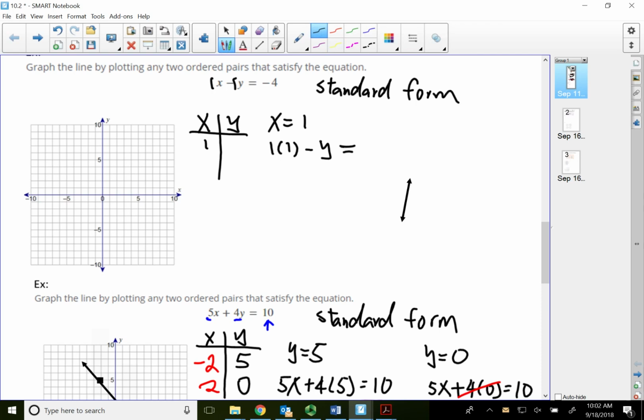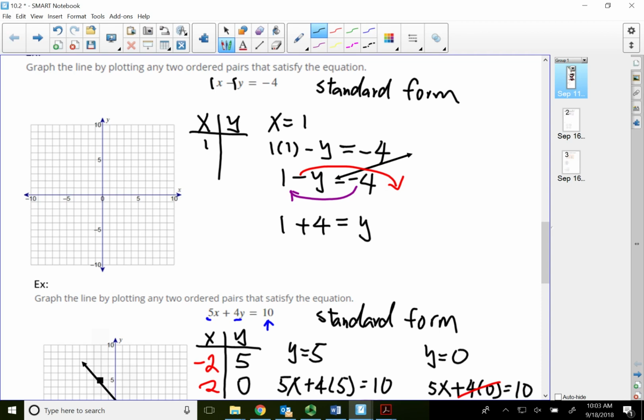So this is going to be equal to negative 4. So 1 times 1 is 1, minus y equal to negative 4. To get y by itself, I'll move the negative y over and move the negative 4 back. So negative y comes to the right side and becomes positive y. 1 is still 1. Negative 4 comes to the left side and becomes positive. So my y is equal to 5.